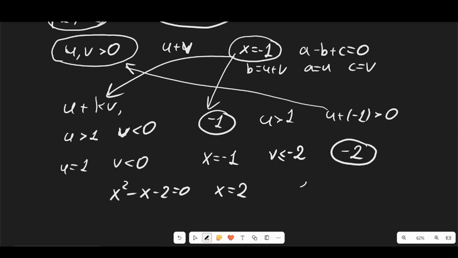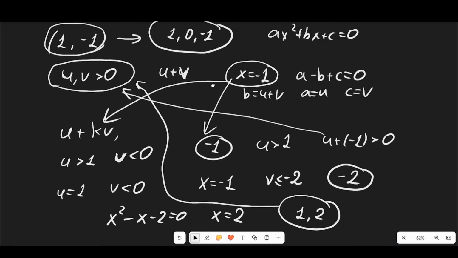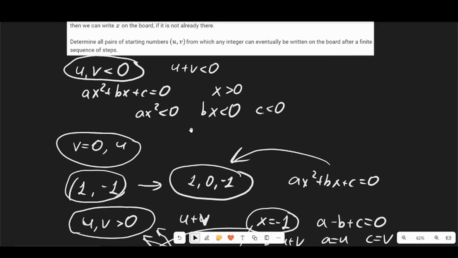So we have written 1 and 2 on the board, and if we apply the argument which was taken here, we will see that we can generate every number. So the number of good pairs will be everything which are not in this region. Then u and 0, 1, -1, and u and v both negative numbers. This was everything I wanted to say about the first problem.